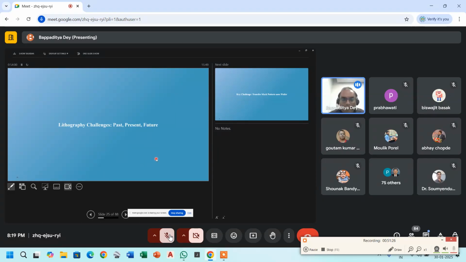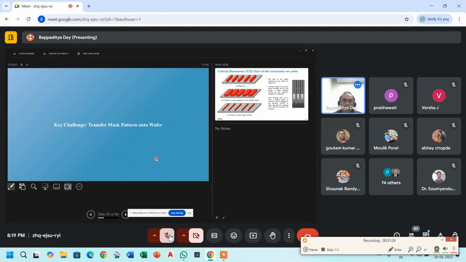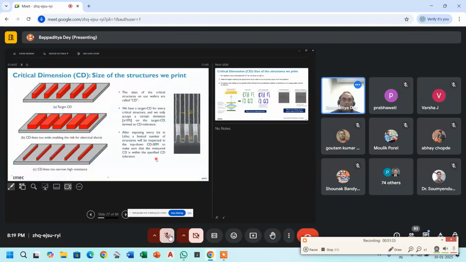Now, what are the challenges in lithography that we are facing from the past to the future? Transferring the mask pattern onto the wafer is a big challenge, because you cannot always follow the spec which is required. As you can see here, this is your target CD, and you cannot always fall onto the spec. Sometimes it can go critically wide, sometimes critically narrow. So we have to define a CD tolerance limit that is plus minus 10% of your target CD. If you are targeting 20 nanometer, you always have to define a spec of 20 nanometer plus minus 10%, and check whether all of your process steps are following this spec or not. If you print outside of it, that means your device is bad and your yield has fallen down.